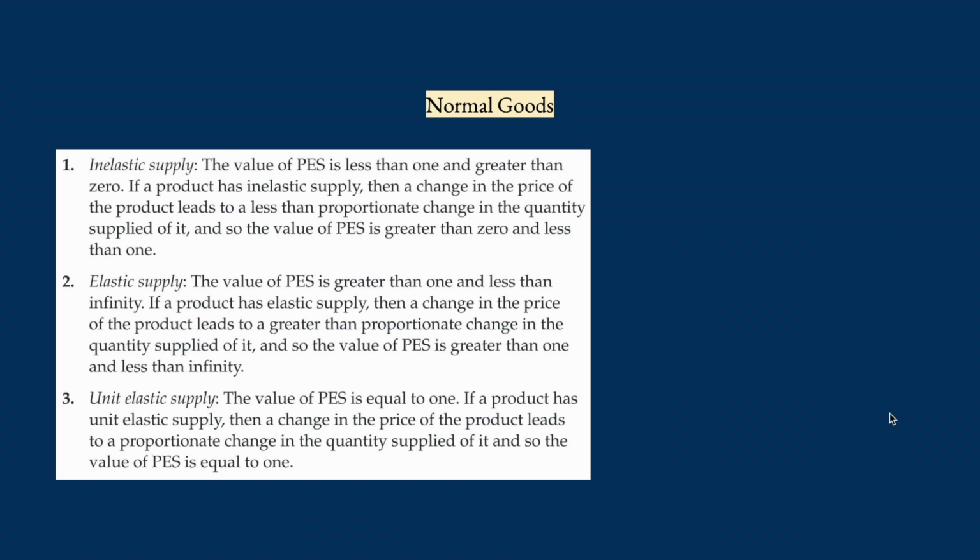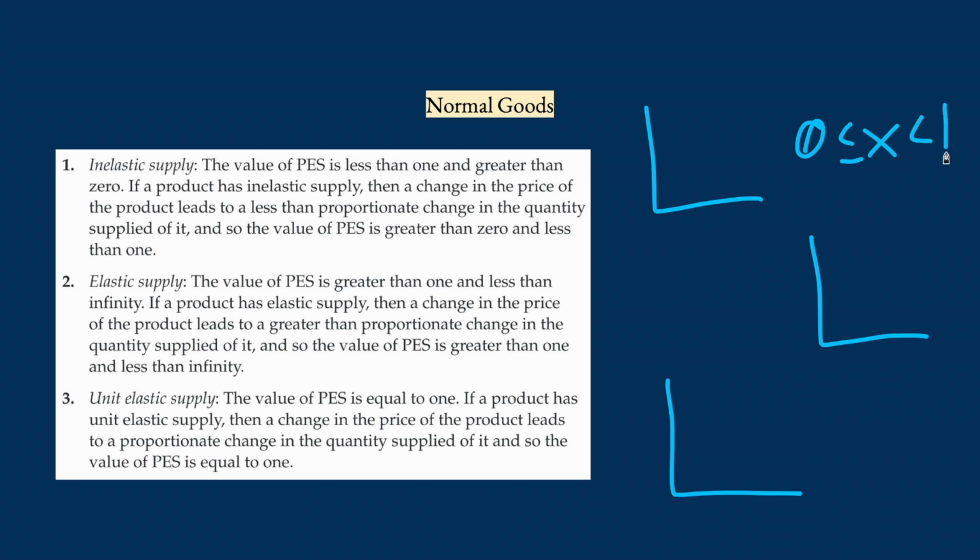So I'm just going to summarize these. I'm not going to go into too much detail while they're here. And for that, we're going to be looking at them on the same slide. So really quickly, I'm going to draw my stupid, simple, not very good little graph so we can look at all 3, okay? Inelastic supply is when the value of PES is less than 1 and greater than 0. So we can write it like this, okay?